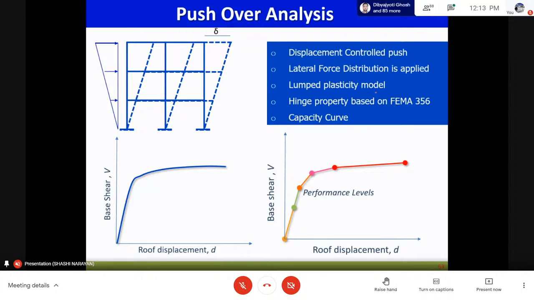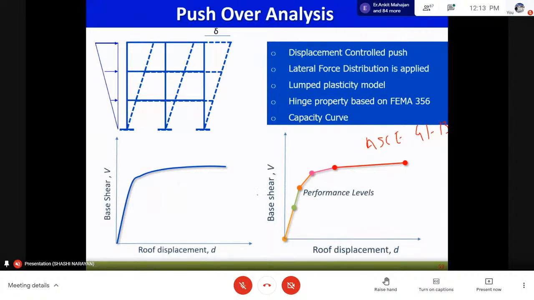Then hinge properties are based on FEMA 356. Now the new code is ASCE 41-13. The hinge properties have somewhat changed as per American standards. In Indian standards, there are no codes that give you what the hinge properties should be. So we follow the American standard codes for the hinge models.